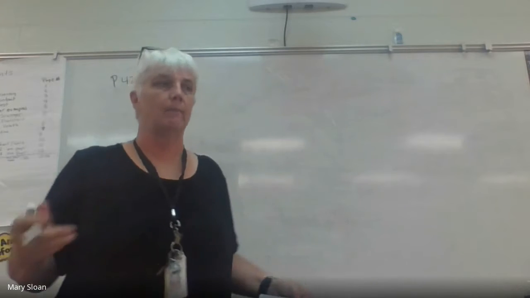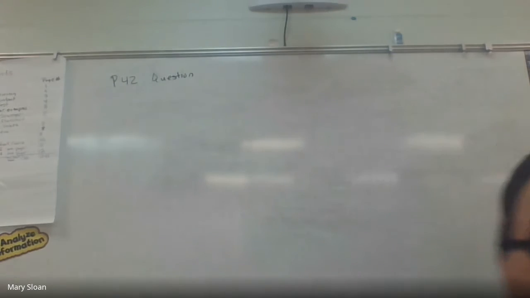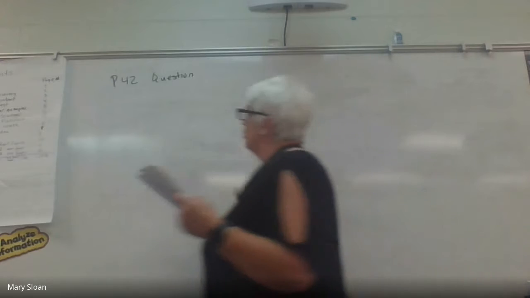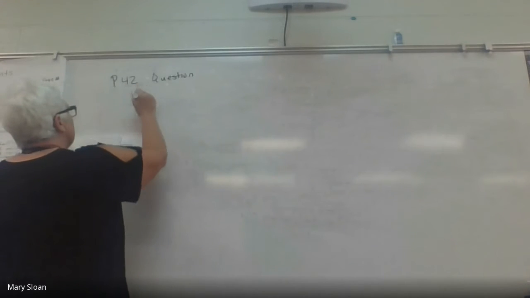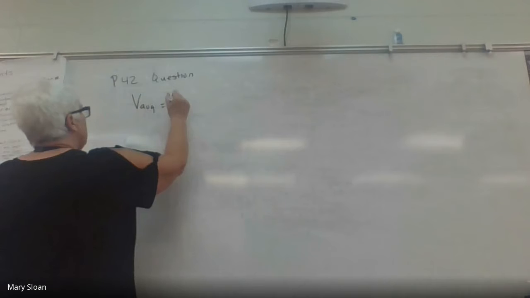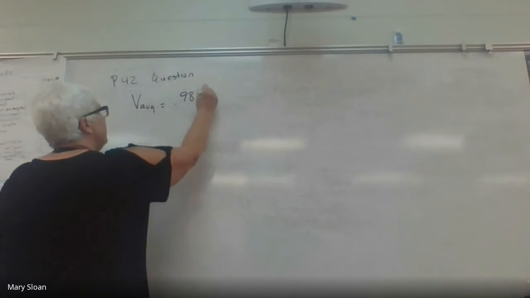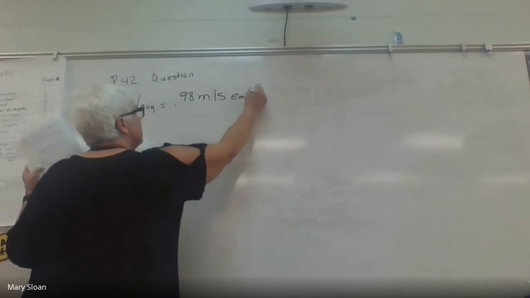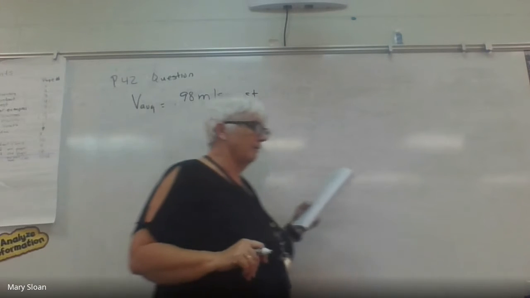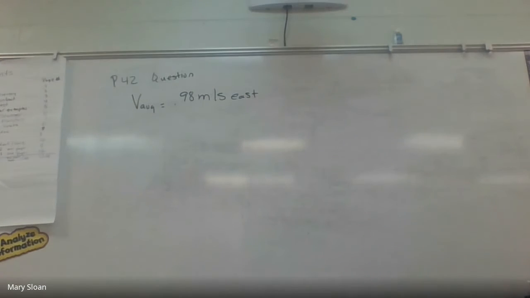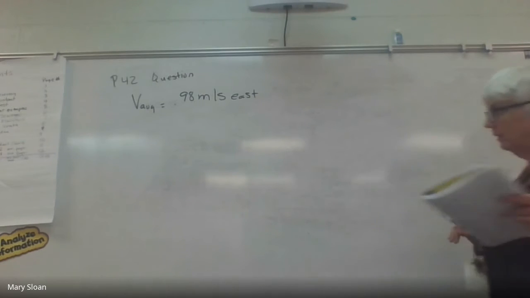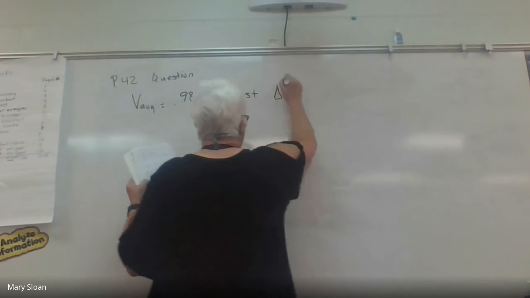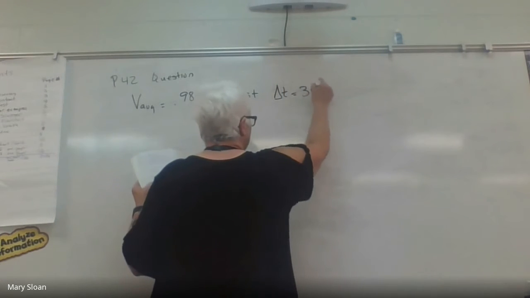So let's look. On the problem, it says Heather and Matthew walked an average velocity of 0.98 meters per second eastward. Okay, so the first thing you're going to do, your velocity average is 0.98 meters per second east. So write that down on your paper. The next thing it says, it takes 34 minutes to walk to the store. So that's going to be the change in time is 34 minutes.